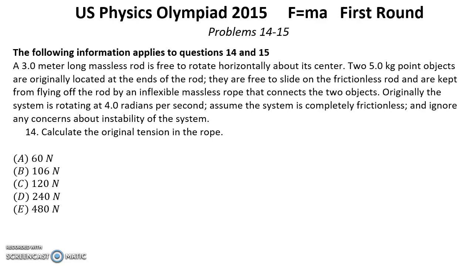Question number 14. Calculate the original tension in the rope. Solution. Tension we can calculate using the formula mass multiplied by centripetal acceleration, which is radius multiplied by omega squared. So tension equals m r omega squared, which is 120 newtons. That's the answer C.